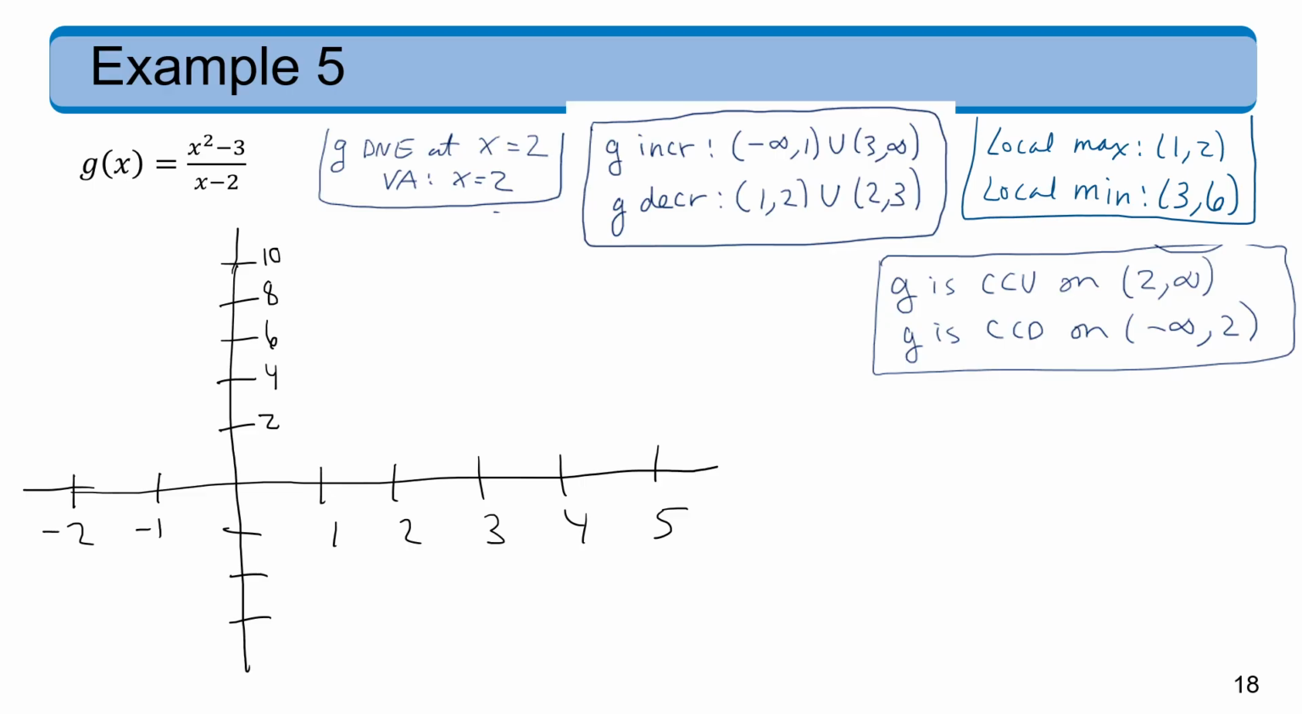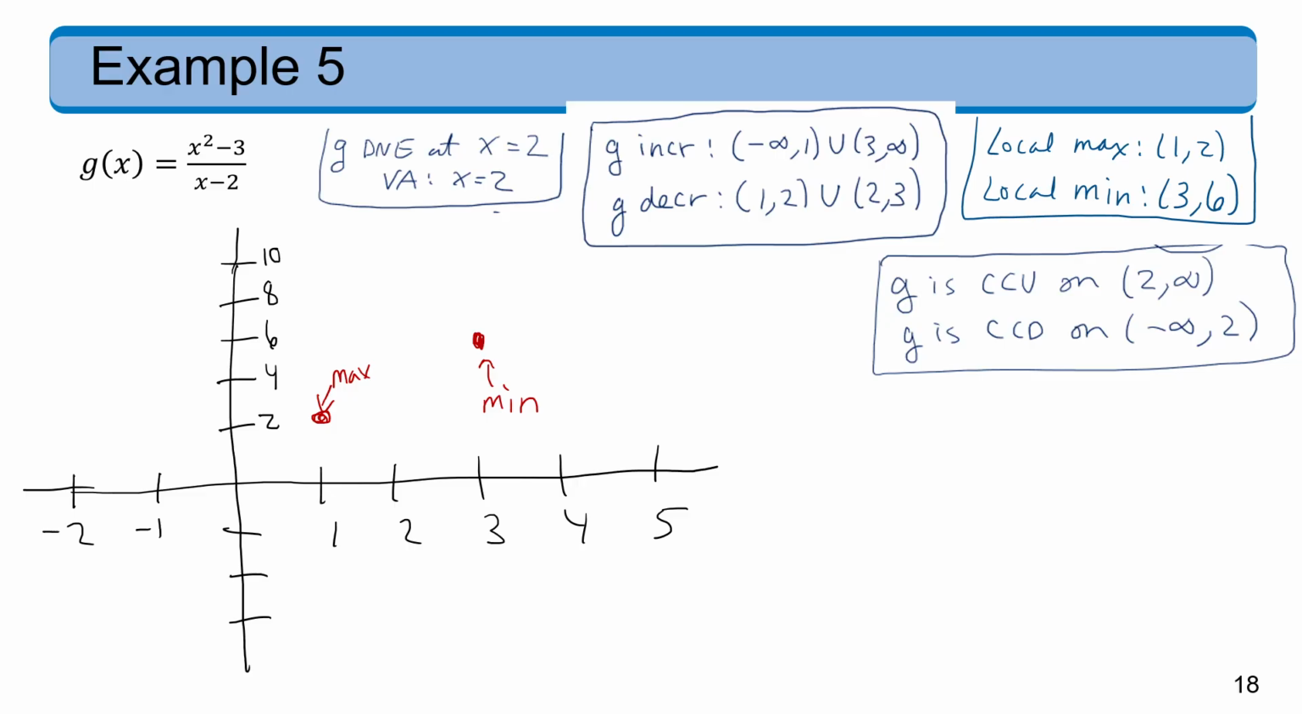Now let's plot our points. So there's only 2 points that we found so far. The point 1, 2 is a local max, and the point 3, 6 is a local min. That might seem strange to see a min higher than a max, but these are local, right? That can happen.